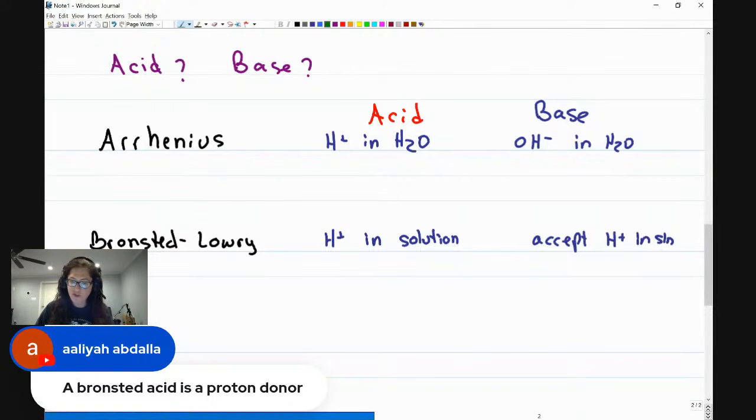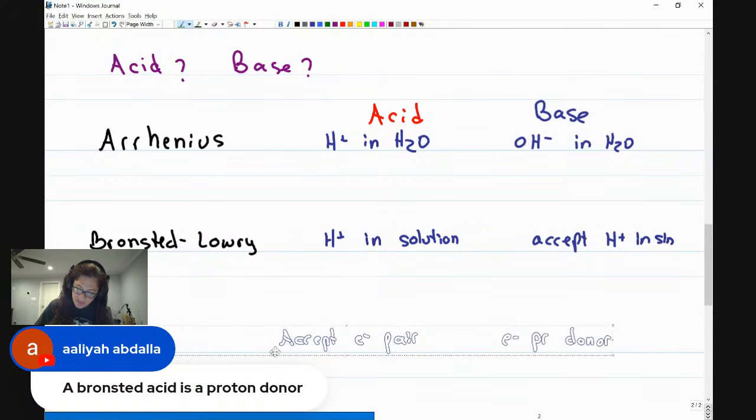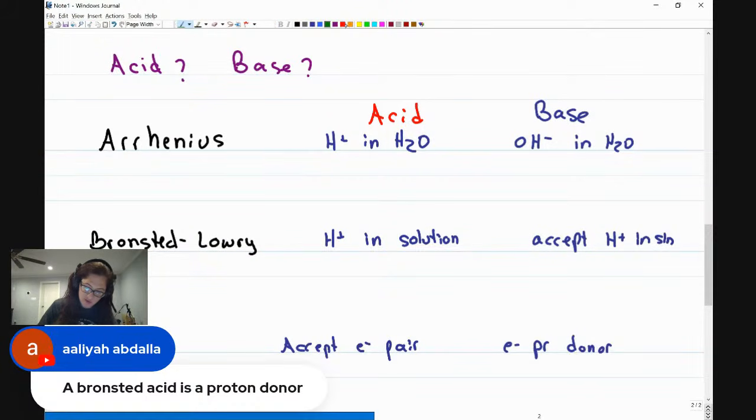But then we have the question, what if we don't have this kind of solution at all? What if there is no H plus? Then we get a third definition, and that is the Lewis acid or Lewis base. And that has to do more with the electrons. So I think of Lewis as, we'll throw in that E, but Lewis for electron. A Lewis acid is something that accepts an electron pair, and a base is something that donates an electron pair. So what are we talking about?